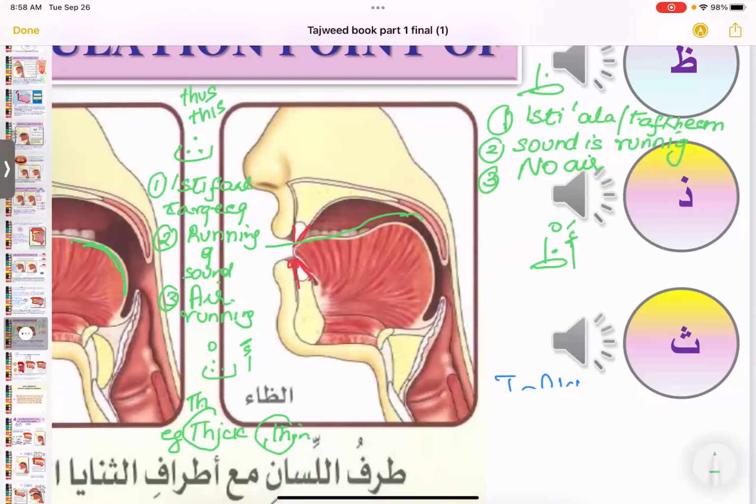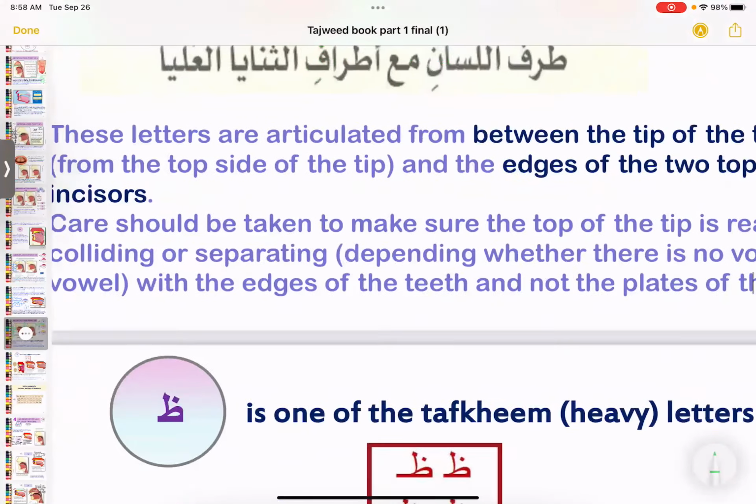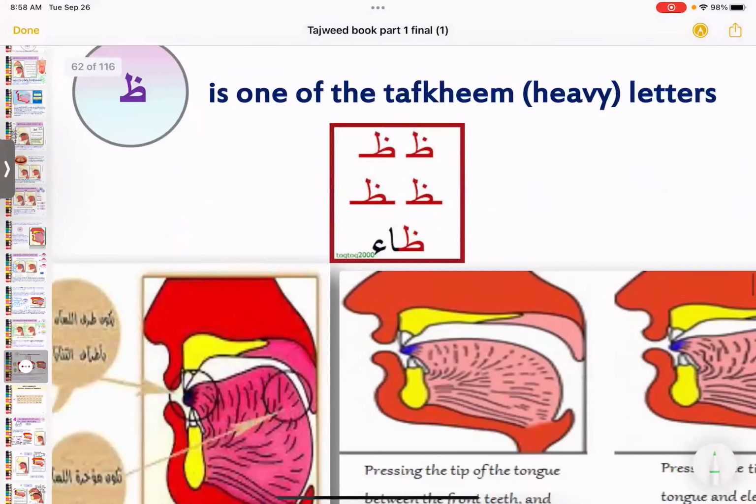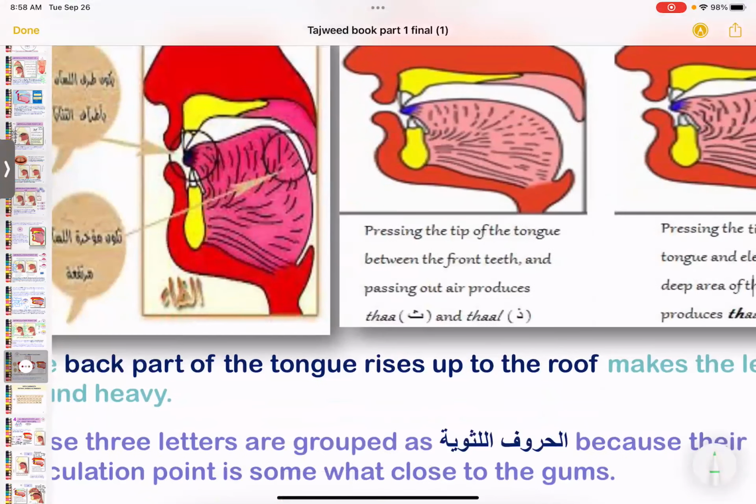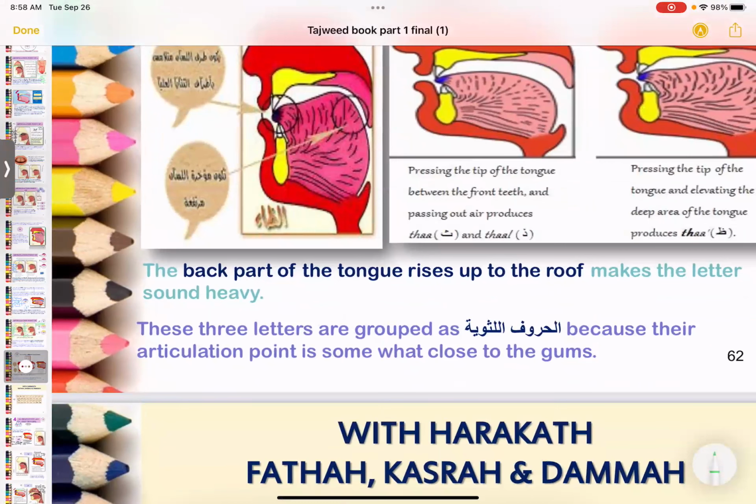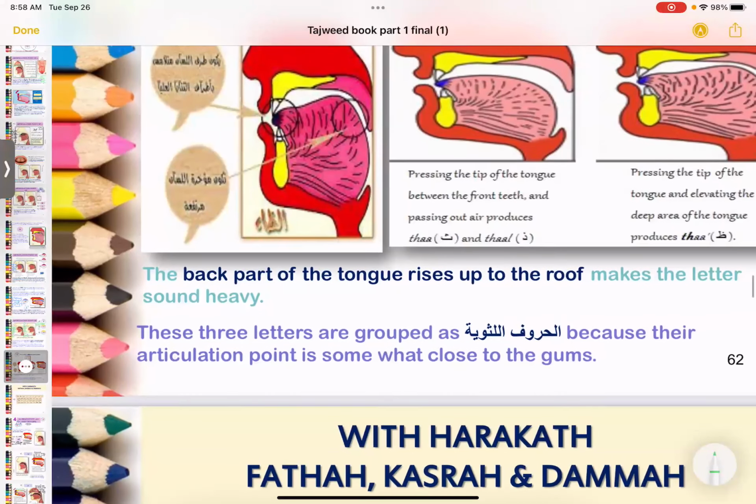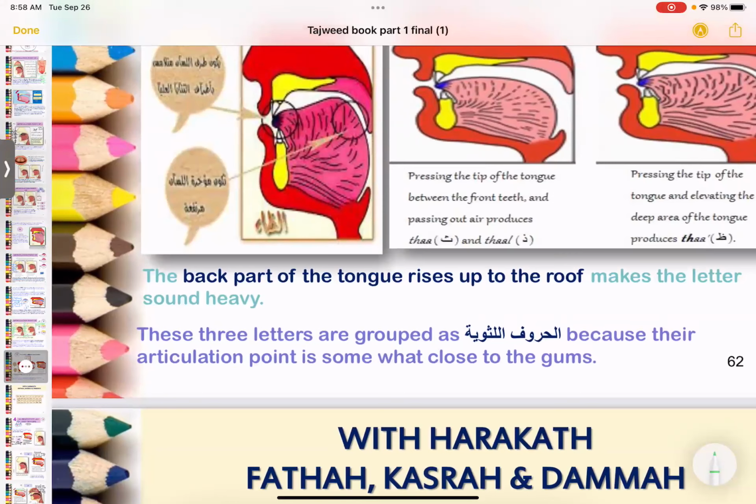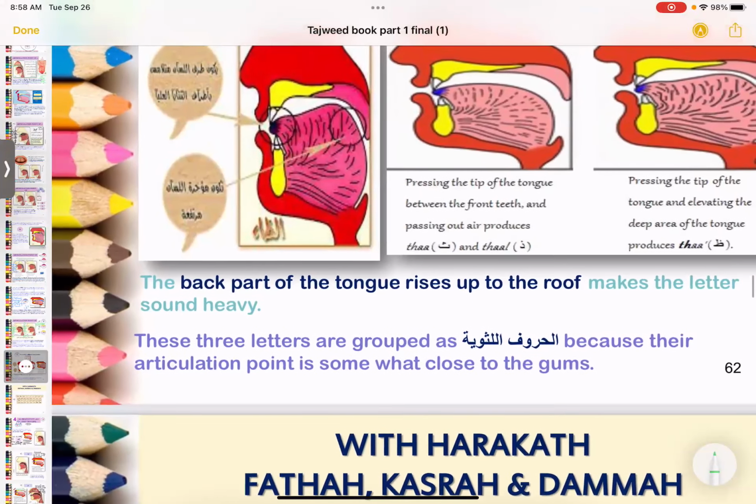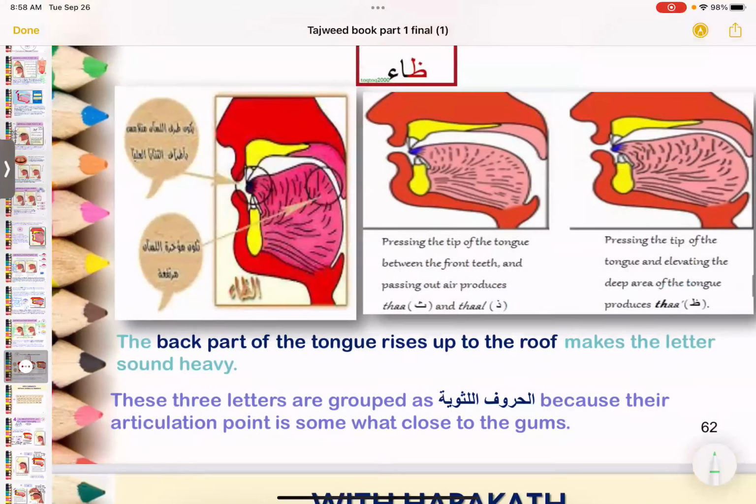That's our lesson for today, inshallah. Okay, let's see if I've covered everything. Okay, I think I covered everything.